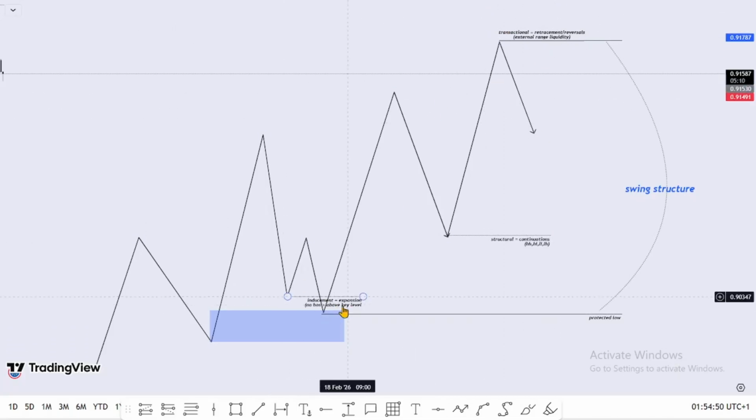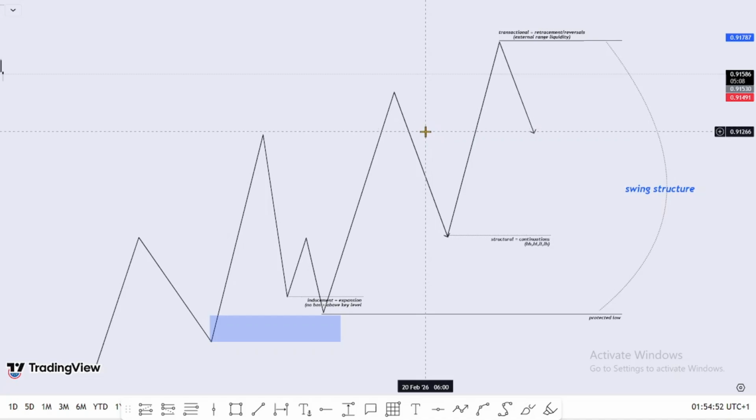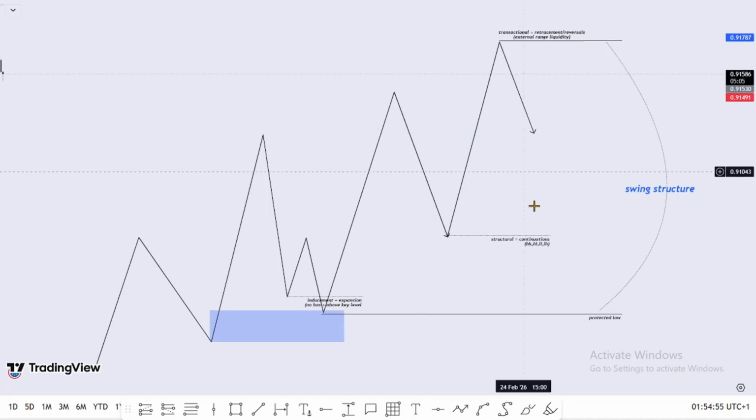And when price takes out inducement liquidity, you get an expansion. When you take out structural liquidity, you get a continuation.